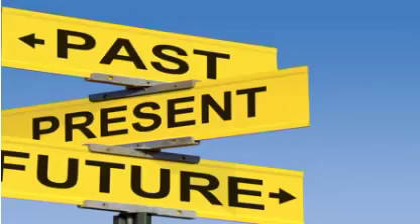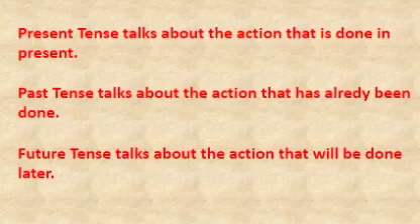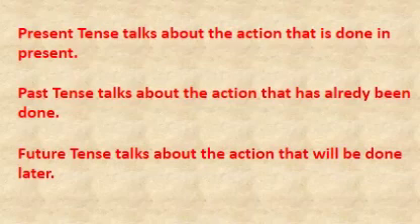So, there are three types of tenses. Number 1, past tense, present tense, future tense. Present tense talks about the action that is done in the present. Past tense talks about the action that has already been done. Future tense talks about the action that will be done later.